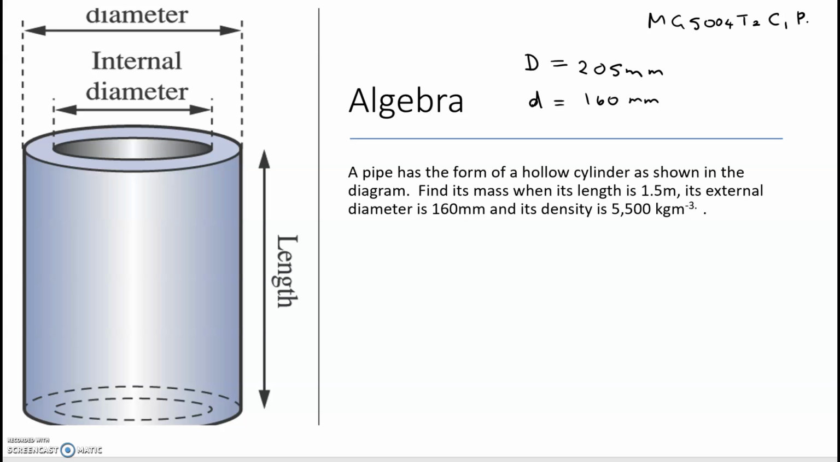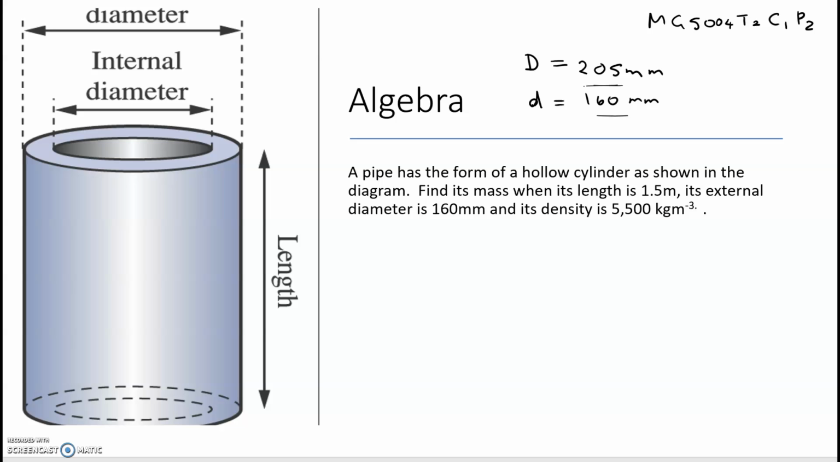T2C1 Part 2. Okay, I've got a question. The question's not quite right there. It's asking you to find the mass of a cylinder, mass of a pipe. The external diameter is 205, not 160, and the internal diameter is 160.